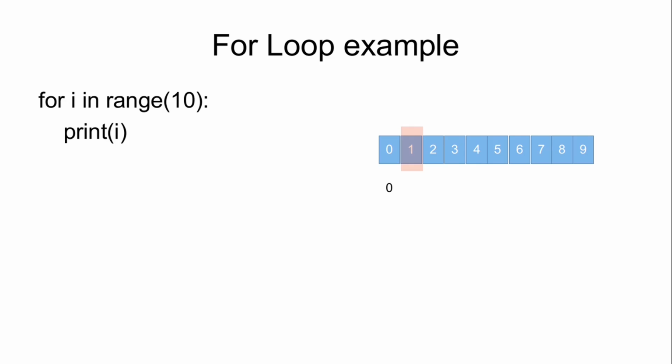In the next iteration, i will have value of 1. And print statement again will be executed, printing the value of 1. And then i will have the value of 2. Print statement will execute and print the value of 2, etc. until it reaches 9. Then the loop will exit.